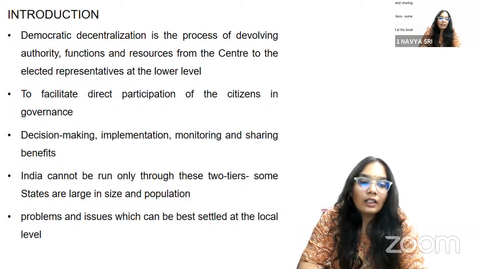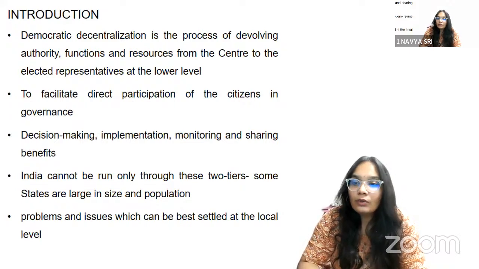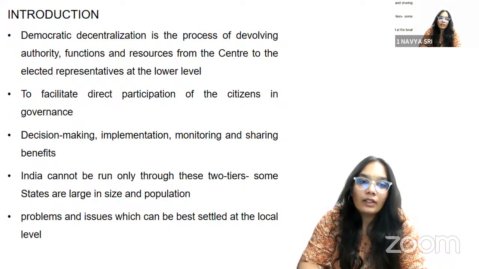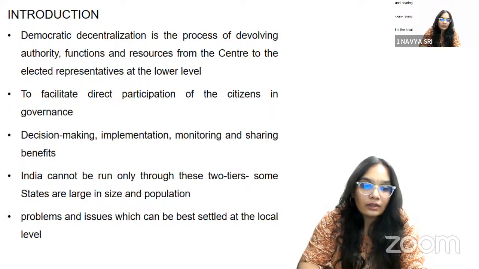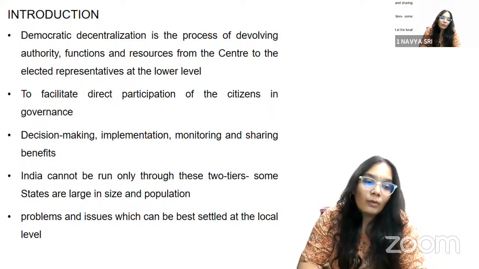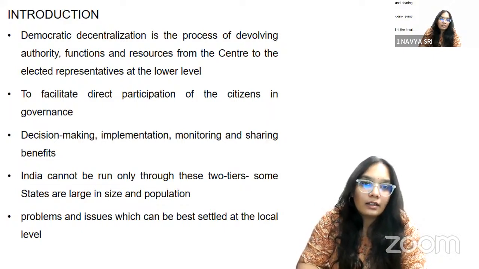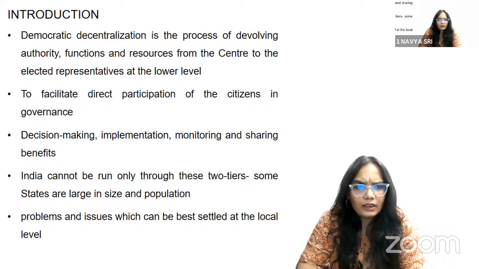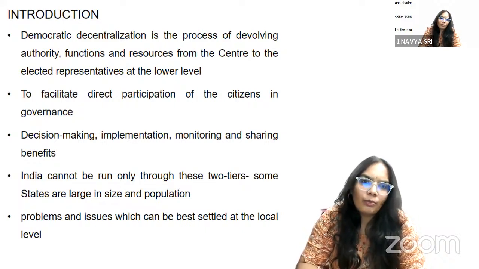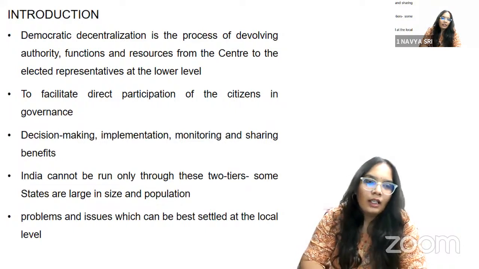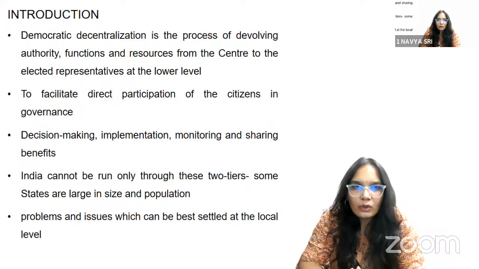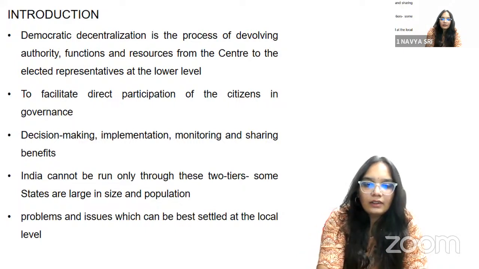So India cannot run through this two-tier system. Some states are larger in population. For this purpose, they have further decentralized these democratic functions. For what? For problems and issues which can be best settled at the local level, so that the burden on the state or the center can be decreased, and they can devolve time to policy making processes, so that grassroots level issues can be solved at the grassroots itself.